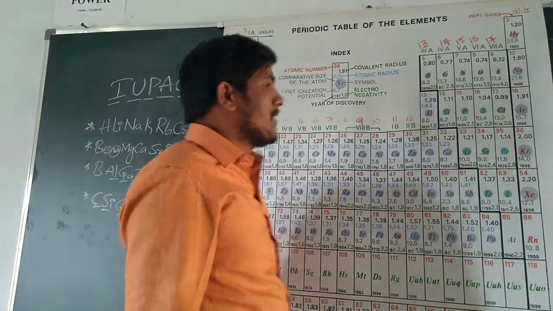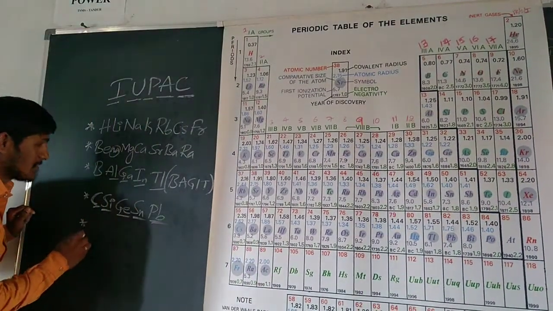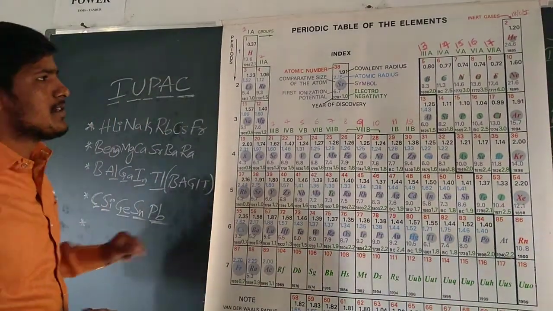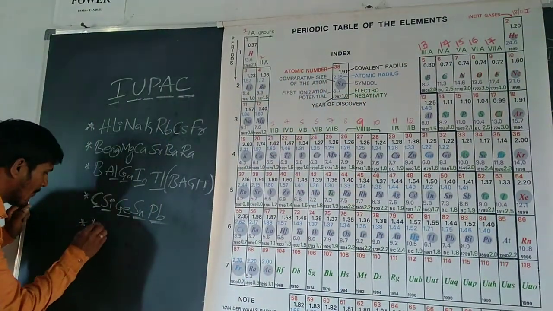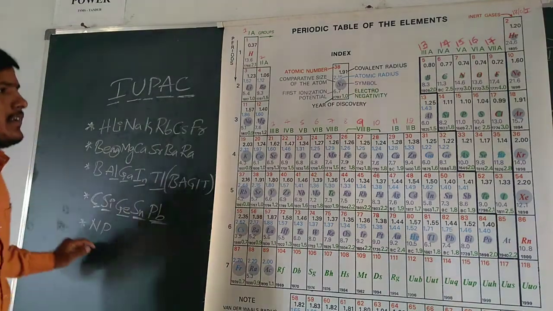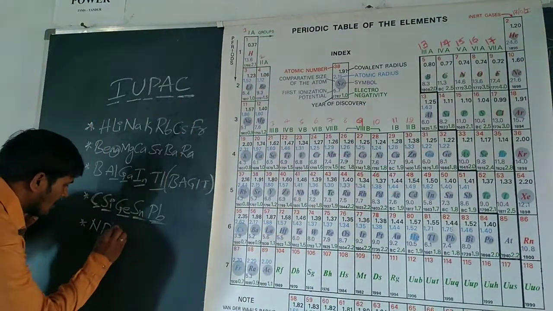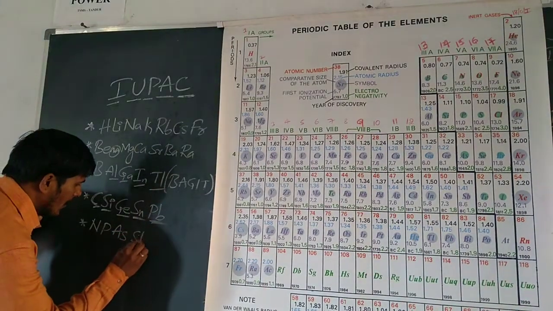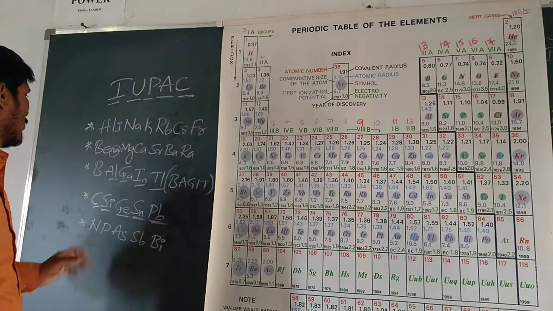And next, 15th A group elements. What are the 15th A group elements? See, nitrogen, phosphorus, arsenic, antimony and bismuth. These are the 15th A group elements.